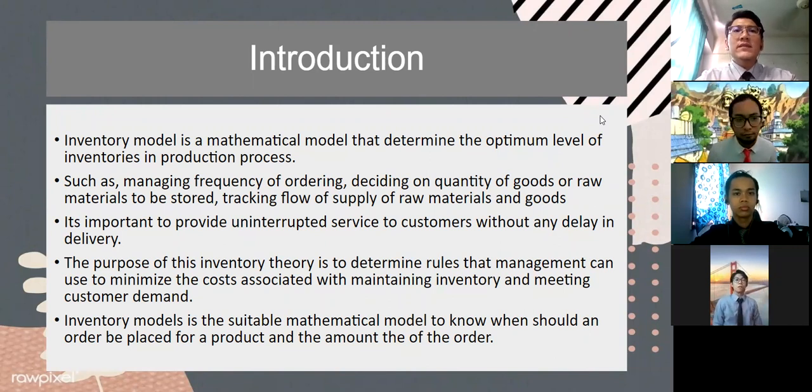The purpose of this inventory theory is to determine the rules that management can use to minimize the cost associated with maintaining inventory and also meeting the customer demand. An inventory model is a suitable mathematical model to know when we should order or place an order for a product and the exact amount of the order. Next slide.